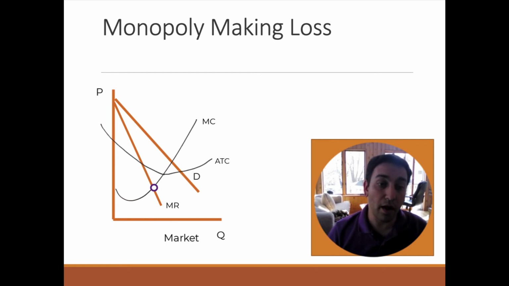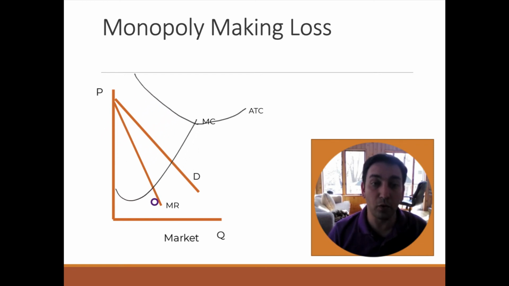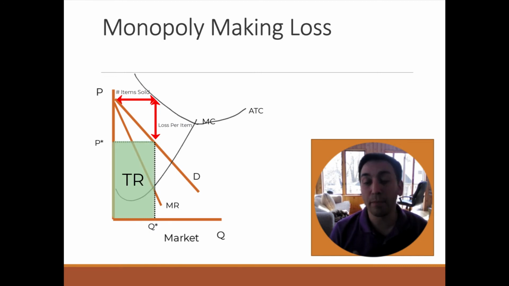This next example is where the monopoly is losing money. So how does that work? Again, you produce where marginal revenue equals marginal cost. That determines your quantity. Then you bring that quantity up to the demand curve. That's the most people are going to be willing and able to pay. Then if the price is less than average total cost at that spot, you're losing this amount on each good and you're selling that many goods. So here, the monopoly is losing money.